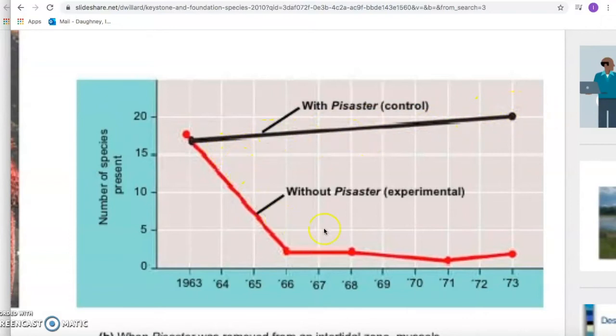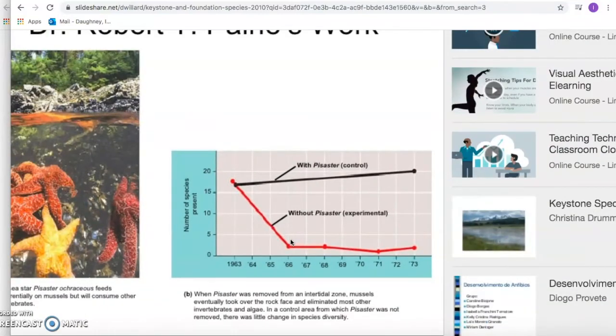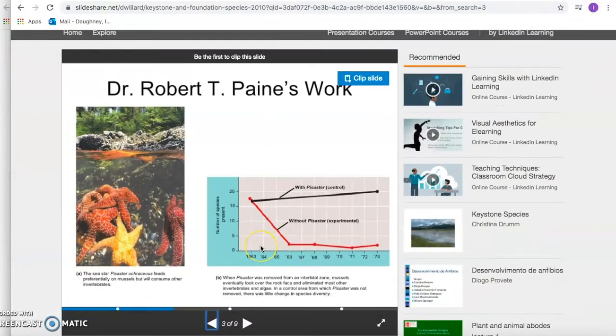So in another place, he had a controlled lab experiment. He took the sea star out, all right? And there was a sharp decline in his lab of other invertebrate species. And we can only assume that these very, very low numbers that are between 0 and 5 mostly consisted of mussels. Why? Because the mussel took over and muscled everybody out. Ha ha ha, bad joke. All right. So I'm going to give you guys a link to this PowerPoint, so that you can take a look at it on your own.